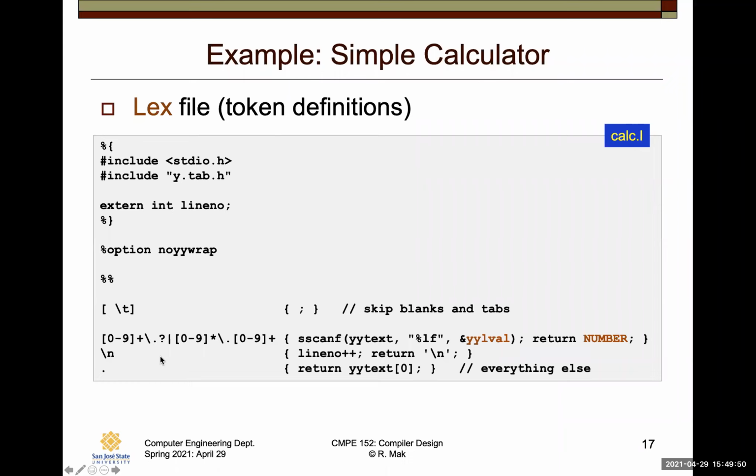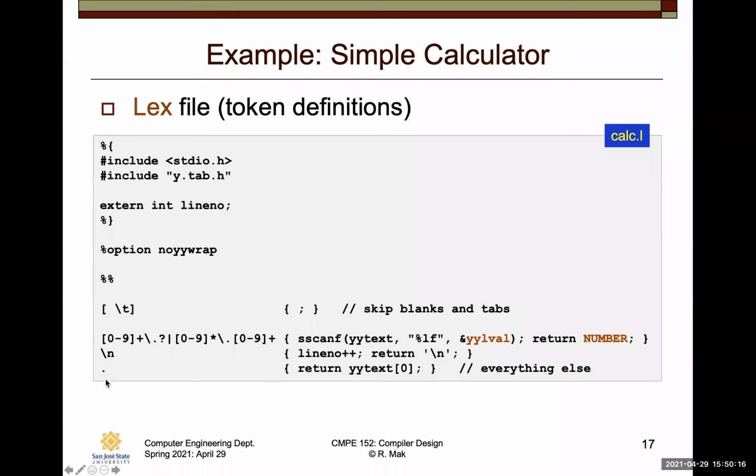Now, if we instead saw just a carriage return or a line feed, well, what do we want the scanner to do? There's going to be a line number variable, so we increment it. And what we're going to return to the parser is that what we saw was the line feed character. So we're just going to return that character.